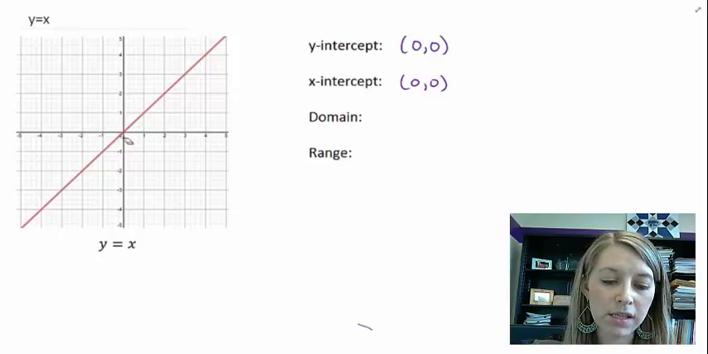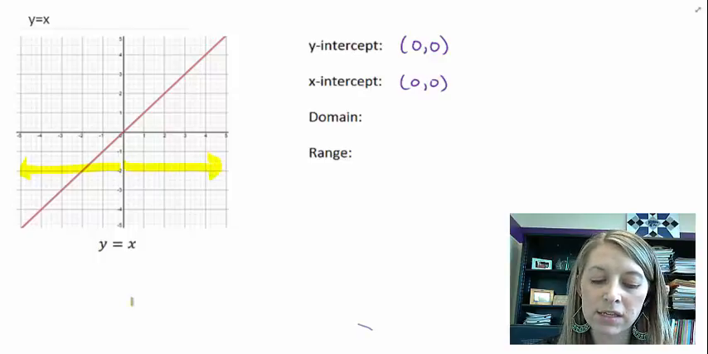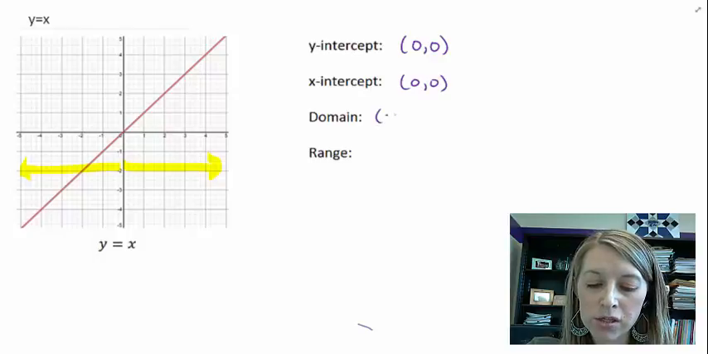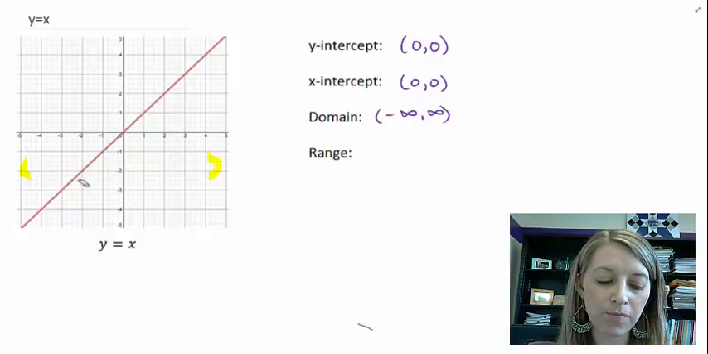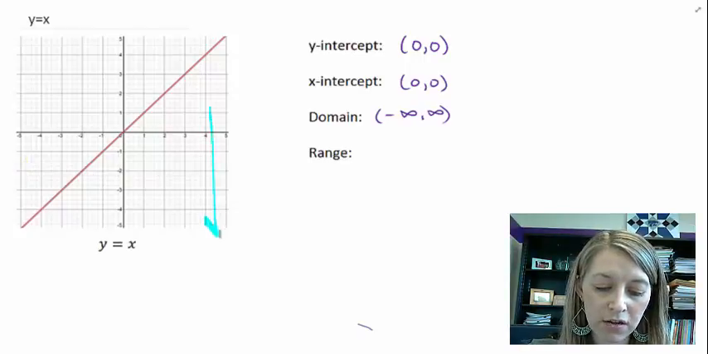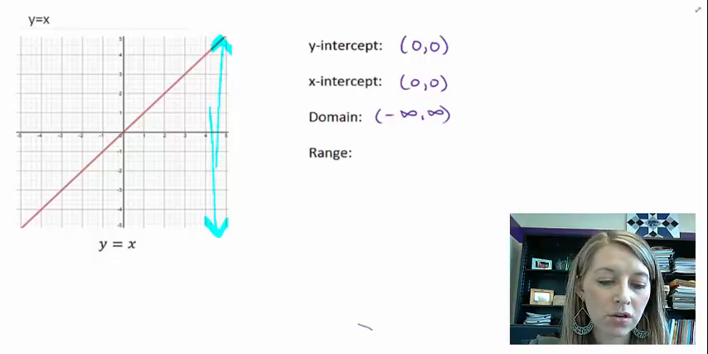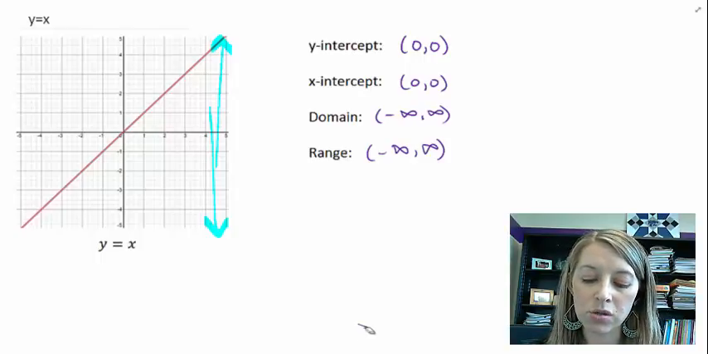The domain is the possible x values on the graph. How far left does this graph go? How far right does this graph go? This graph goes forever in both directions, so my domain is negative infinity to infinity. Range is my y values. How far down does this graph go, and how far up does this graph go? This goes down and up forever in both directions, so my range is negative infinity to infinity.